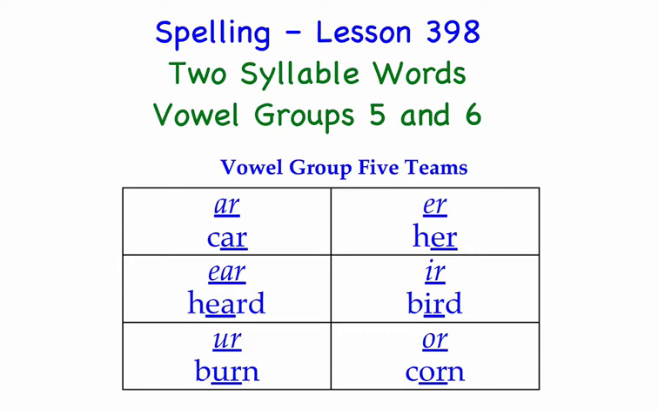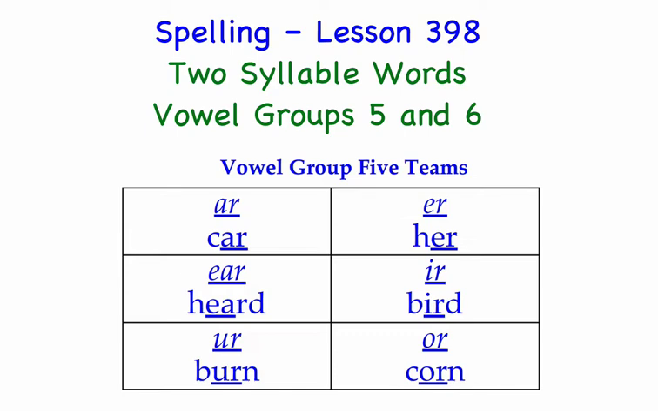ER, EAR, IR, and UR all represent the same sound, as in respectively her, heard, bird, and burn. I will mention that EAR only forms a Vowel Group 5 team when it's followed by a consonant sound. If it's not followed by a consonant sound, then the E and the A join together and form Vowel Group 4, and R becomes a consonant. But if you have EAR followed by a consonant in the same syllable, then the EAR form together and are a three-letter Vowel Group 5 team.